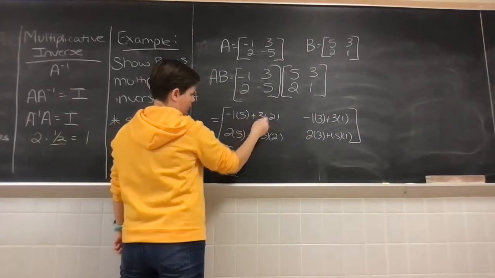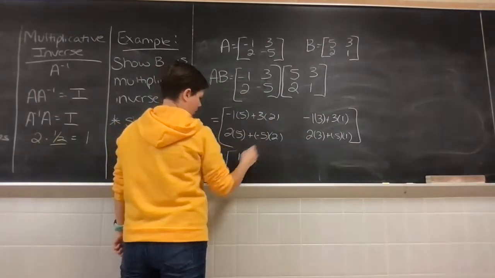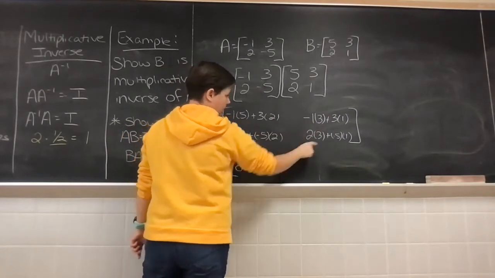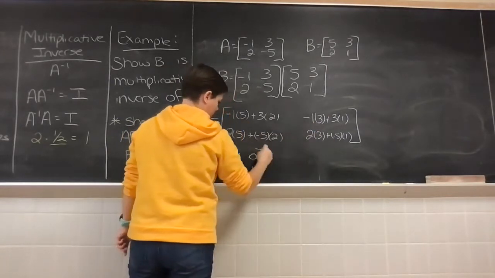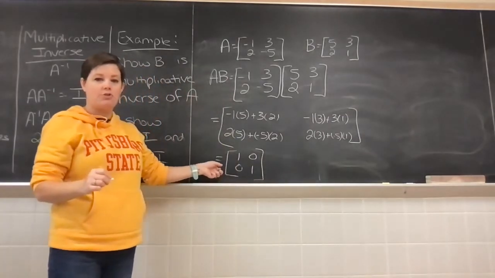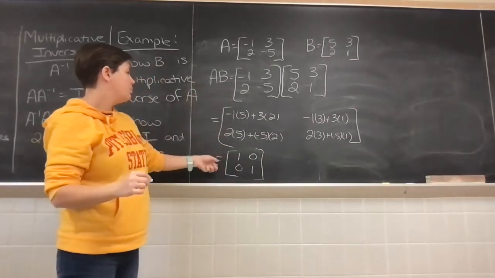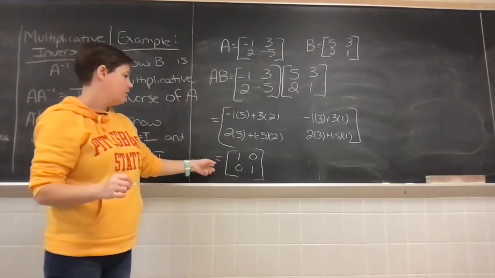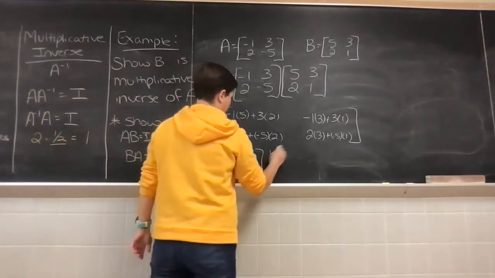That gives me -5 and 6, which is 1, 10 and -10, which is 0. -3 and 3, which is 0, 6 and -5, which is 1, which is what we were hoping to get. We were hoping to get the identity matrix and thus prove that these are multiplicative inverses of each other. So far so good. That's half the problem.